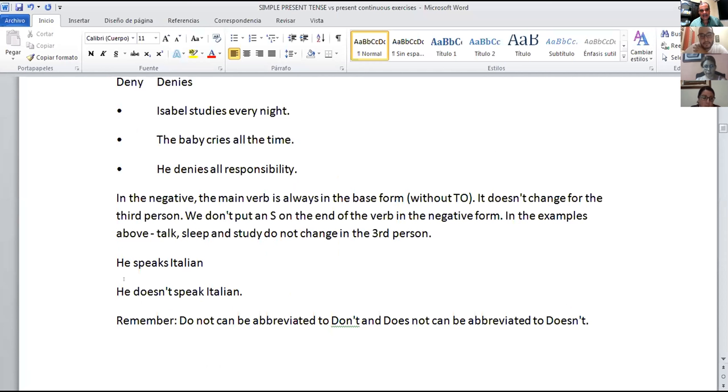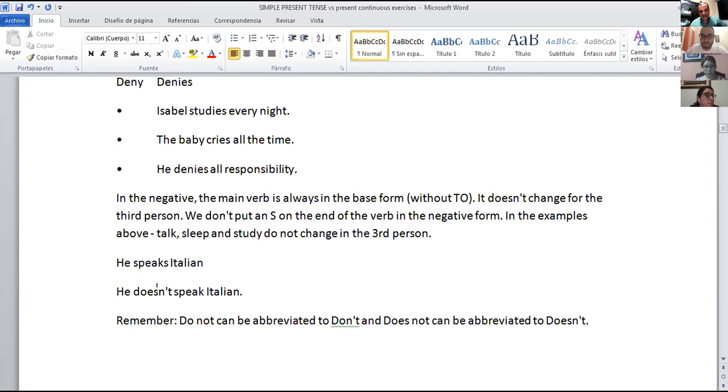Okay, very good. Now, in the negative, the main verb is always in the base form without to. It doesn't change for the third person. We don't put an S on the end of the verb in the negative form. In the examples above, talk, sleep, and study do not change in third person. So, he speaks Italian in the affirmative.